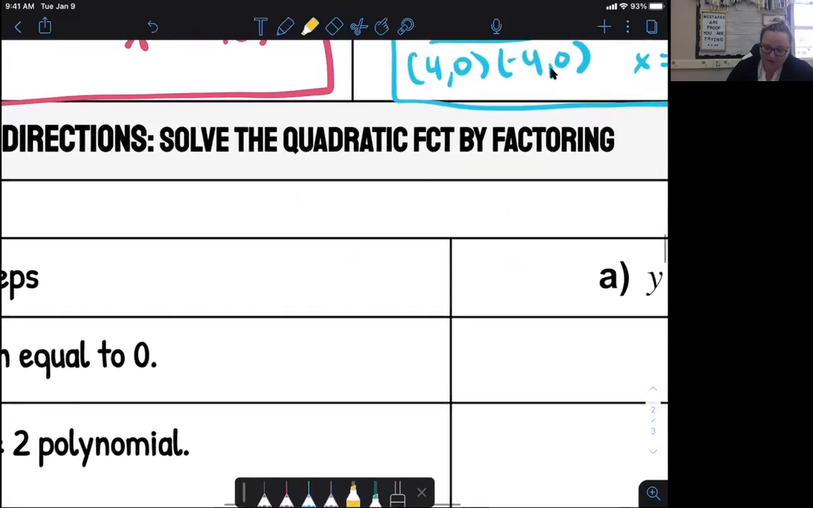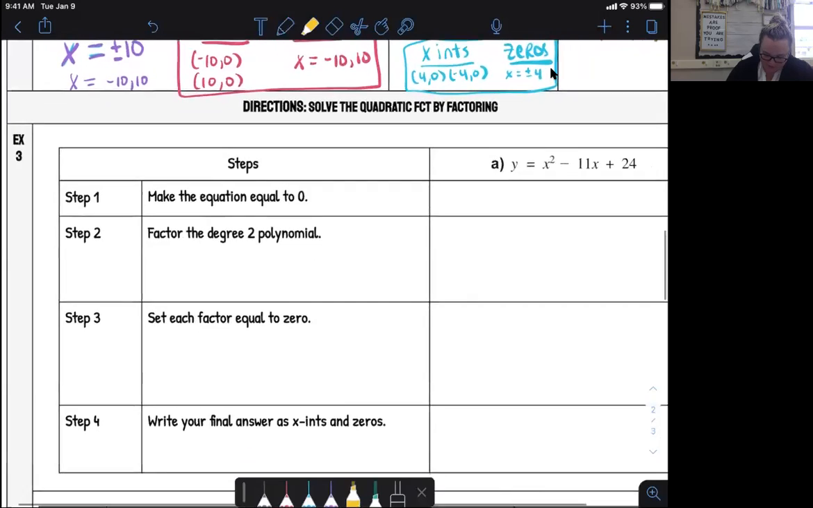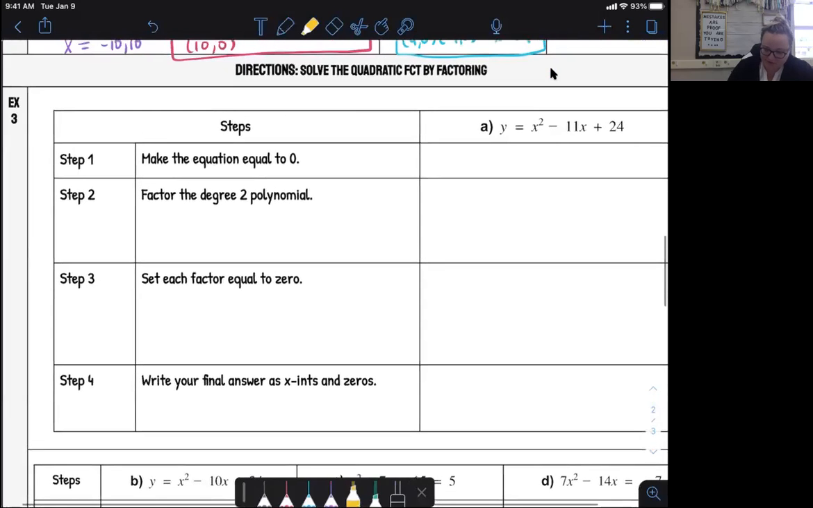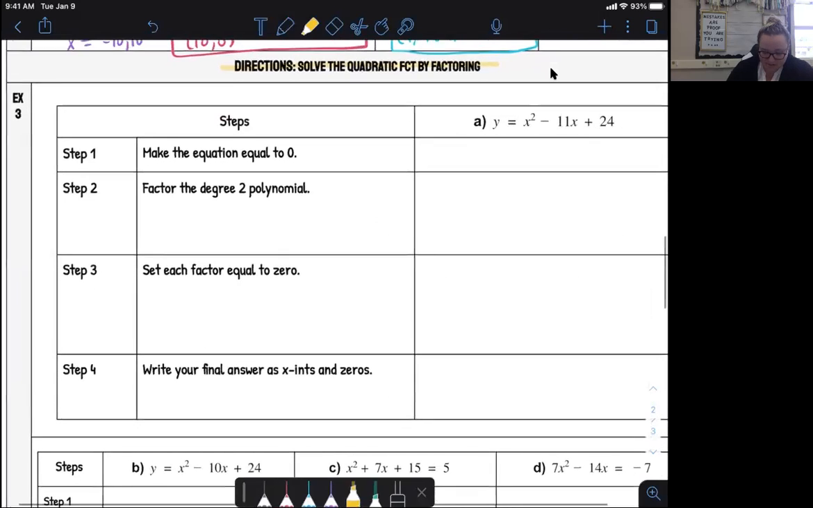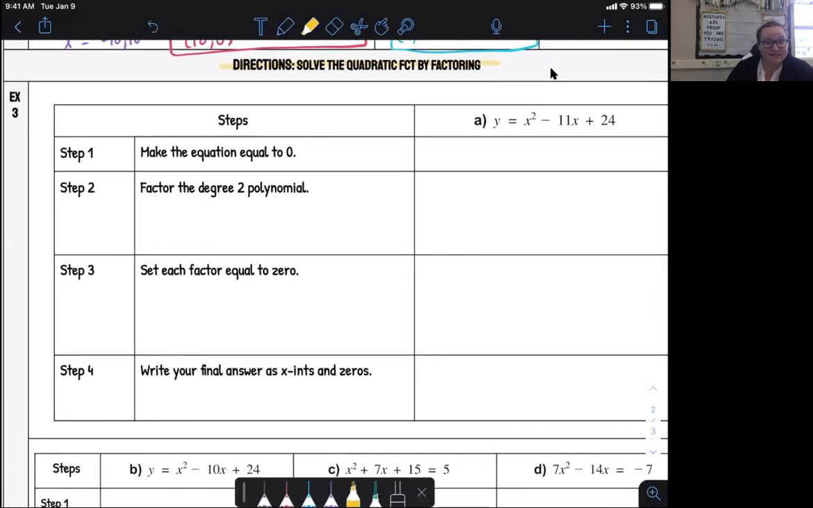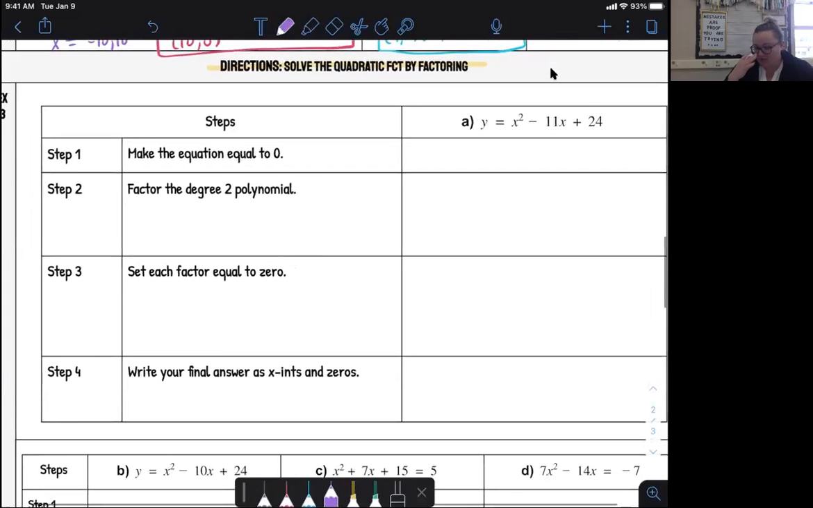All right. Now we're going to jump into the fun part of the lesson. Example 3, solve the quadratic function by factoring. So as per usual, I've got our steps listed out for us, so it's really easy to follow along. And we're going to go ahead and jump right in. So step 1, to solve this quadratic function by factoring, the first thing we do is set the equation equal to 0. So replace y with 0.